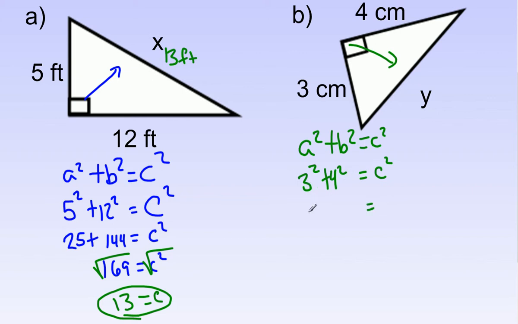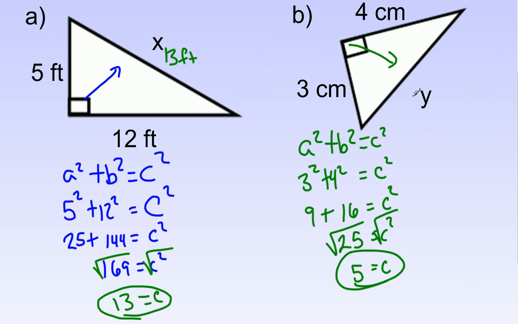Let's see, 3 squared is 9. 4 squared is 16. 9 plus 16 is 25. And look at that. If we square root each side to get rid of the c squared, c equals 5. So the length of this side is 5 centimeters.